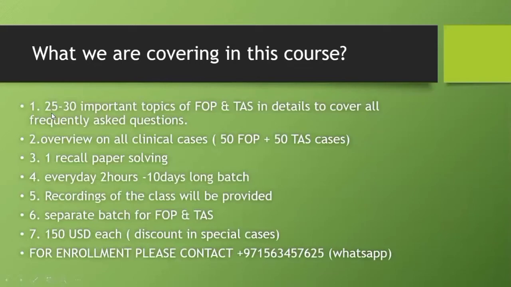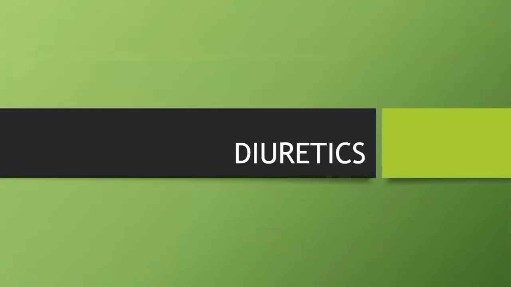First, we are going to cover about 25 to 30 important topics of FOP and TAS in detail, to cover all the frequently asked questions. We are also going to give an overview of the clinical cases and do one recall paper. Now, when I say 25 to 30 important topics, I want to show you one or two topics and how they have to be studied, not in the way that you just read the topic and it's done. We are not going to study in this way.